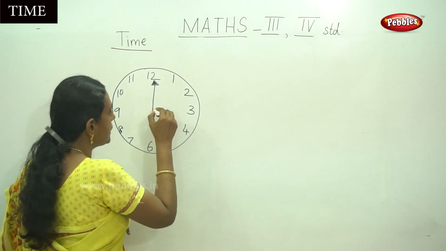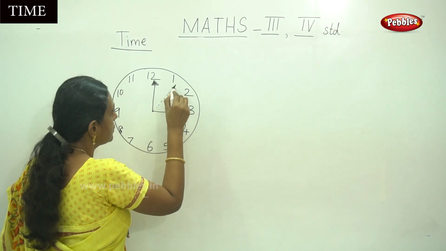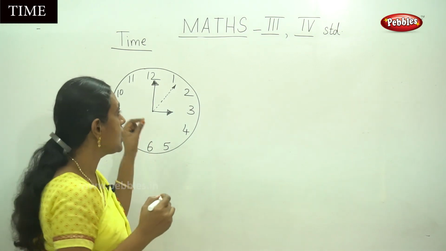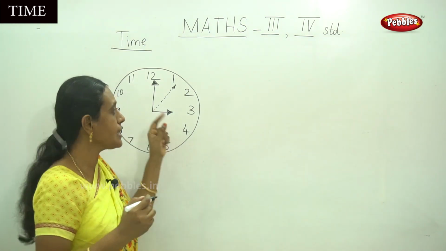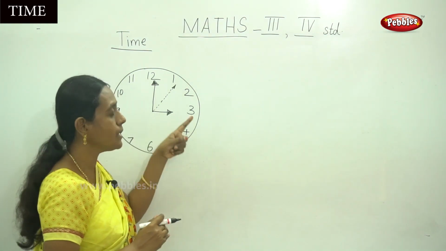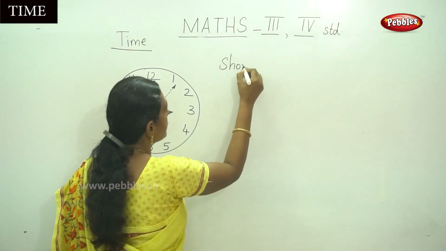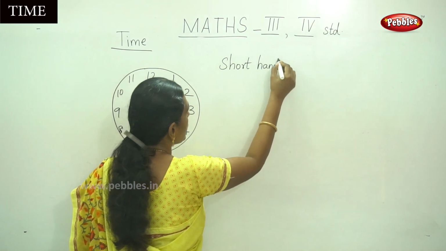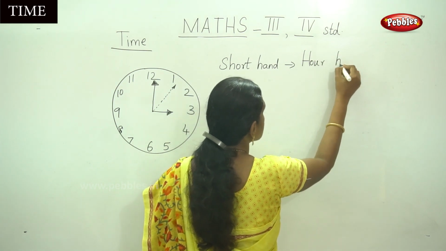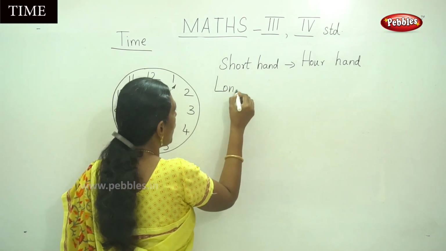In between, there is one more hand, that is also a long hand, the seconds hand. It is somewhat thinner than the long hand of the hour. The other long hand is the minute hand. The short hand is the hour hand. It mentions only hours. And the long one is the long hand.